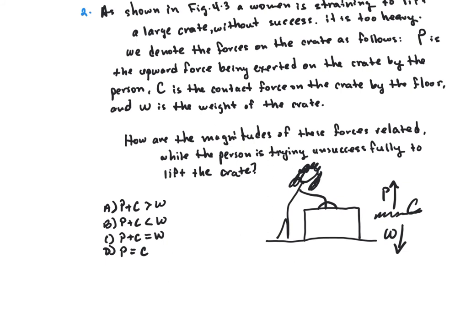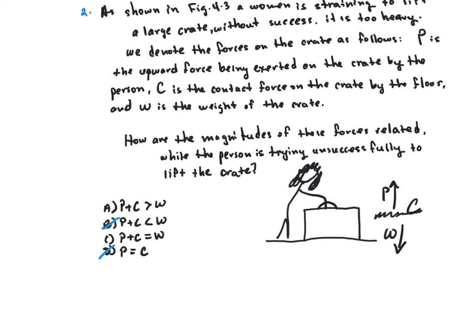How are the magnitudes of the crate forces related while the person is trying unsuccessfully to lift the crate? So, the options are P plus C is greater than the weight, P plus C is less than the weight, P plus C equals the weight, or P equals C. Well, off the bat, we could forget about P and C because P and C cannot be less than the weight, and we're given P plus C. The force of P plus C has to be greater than the weight, or the P plus C equals the weight.